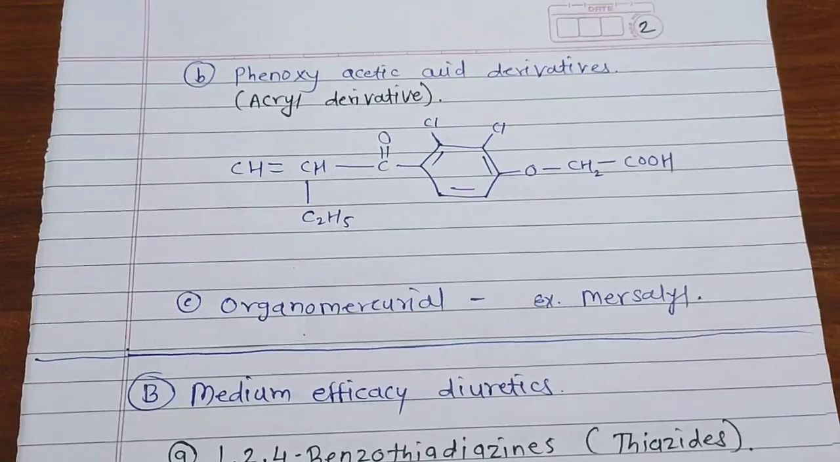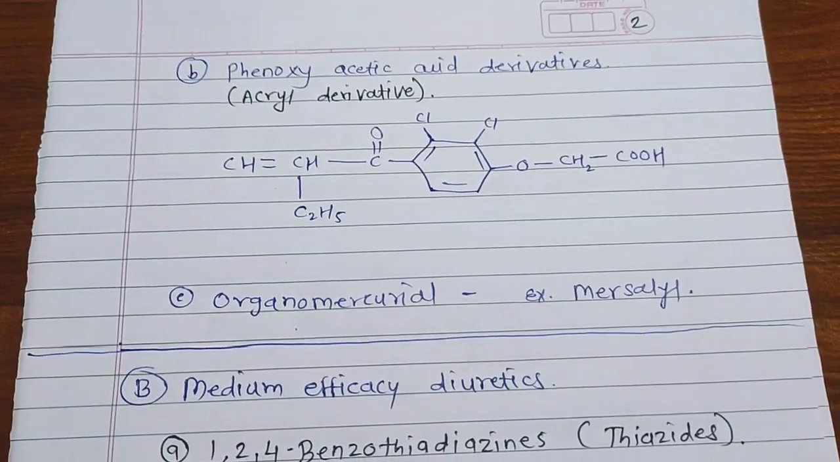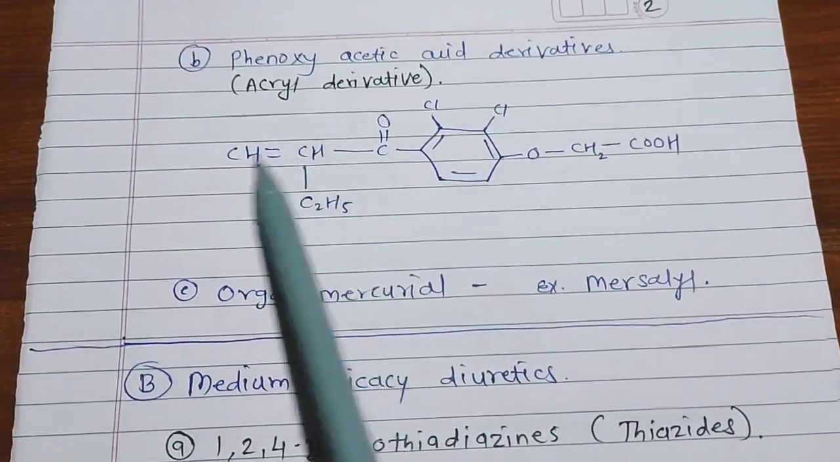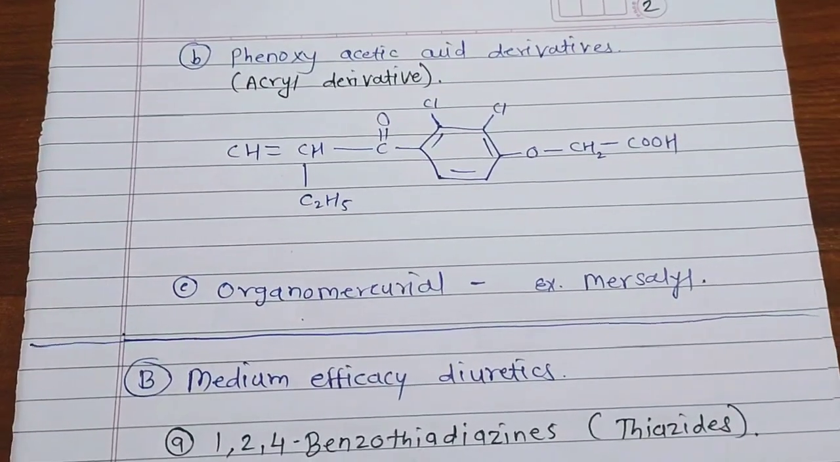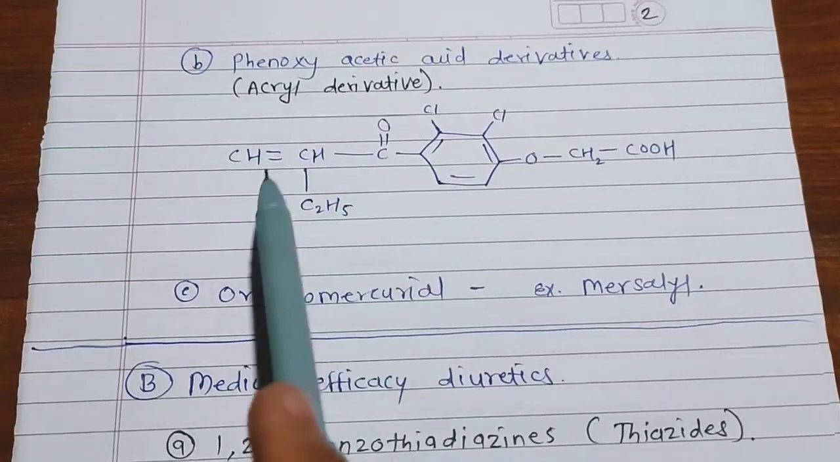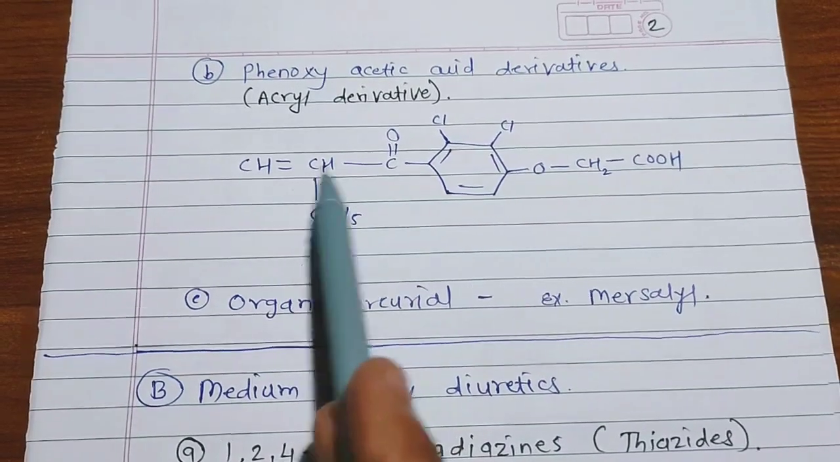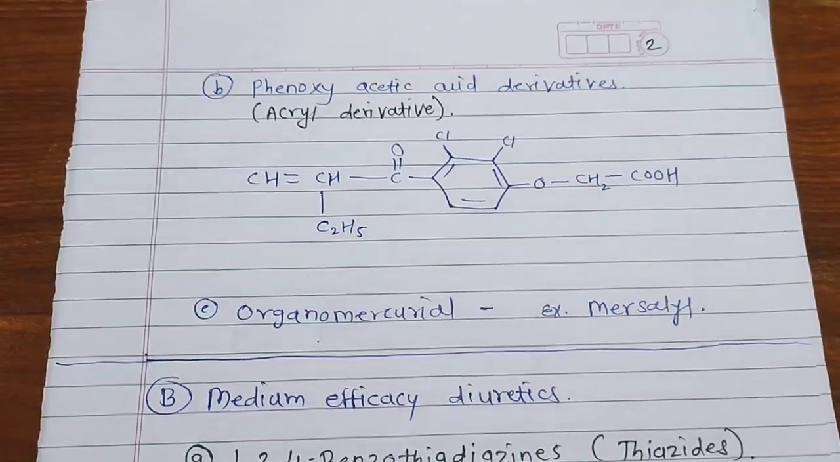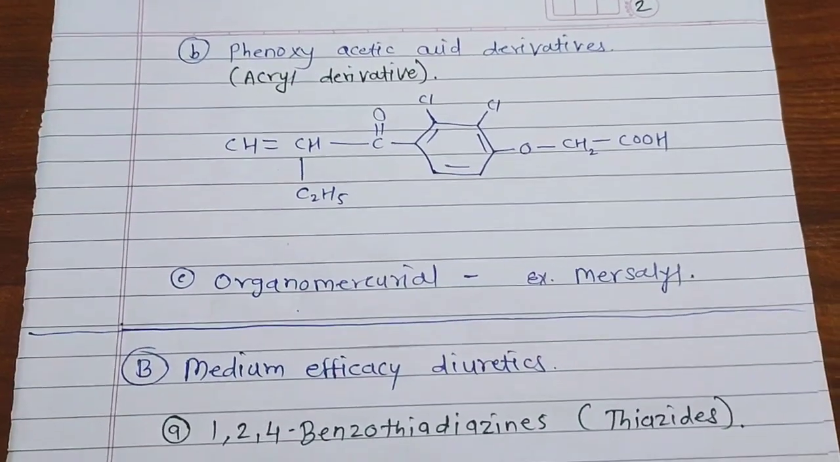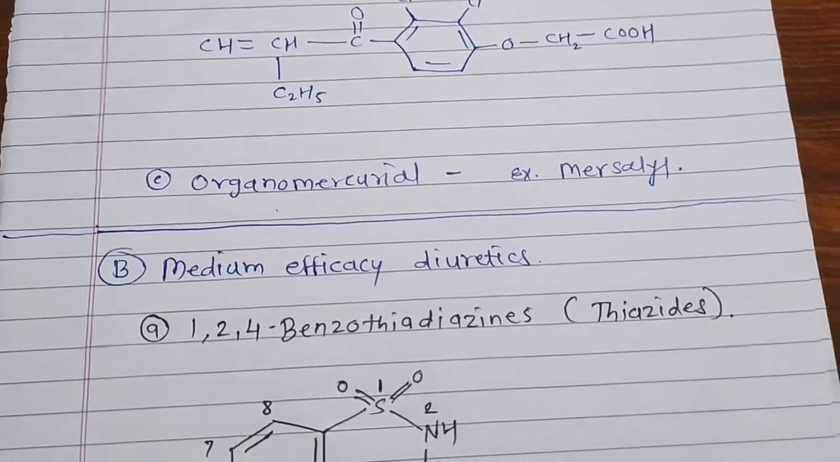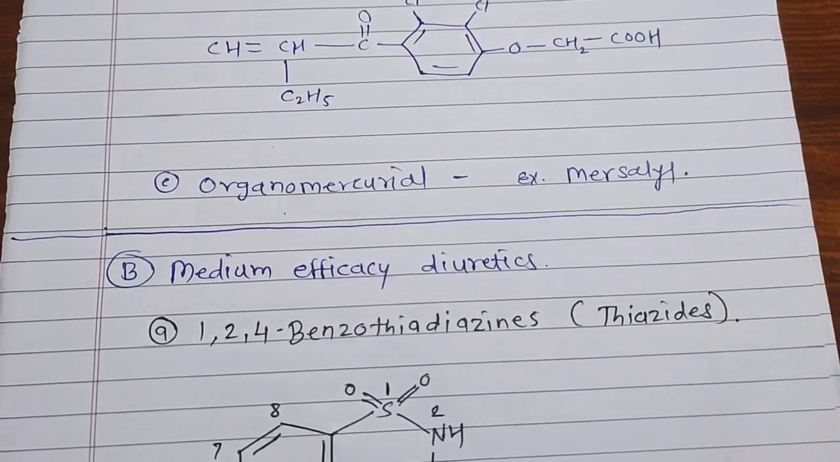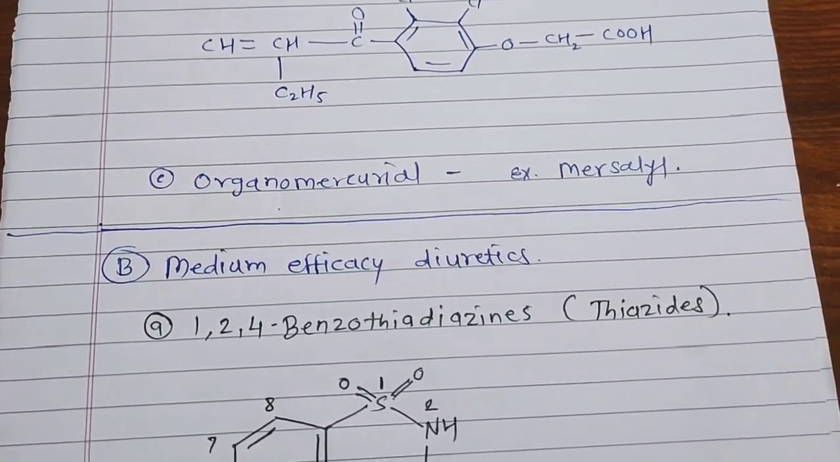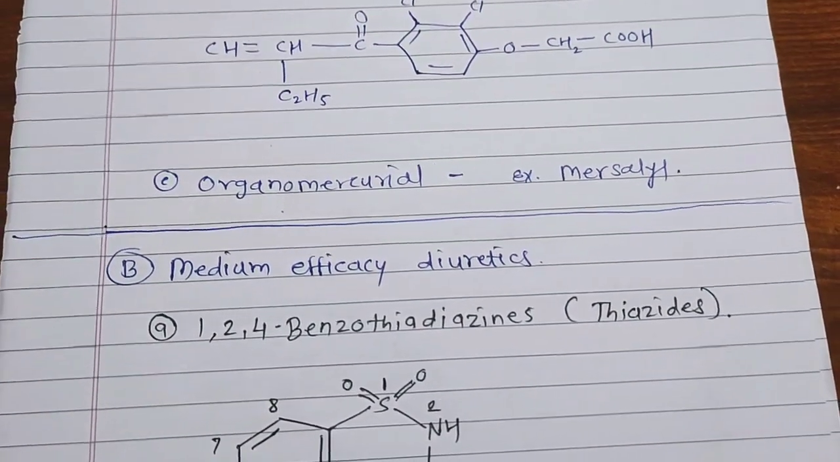The reason they have classified it under the acryloyl derivative is because there is the presence of the acryloyl group. As we know, acryloyl is an sp2 hybridized carbon which is attached to the carbonyl carbon. The next category we have is the organomercurial, and the drug which comes under the organomercurial is mersalyl.